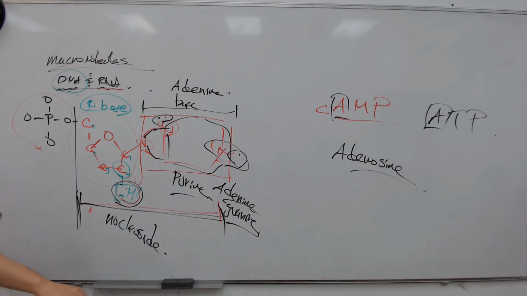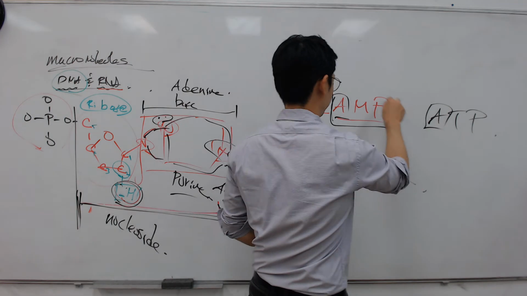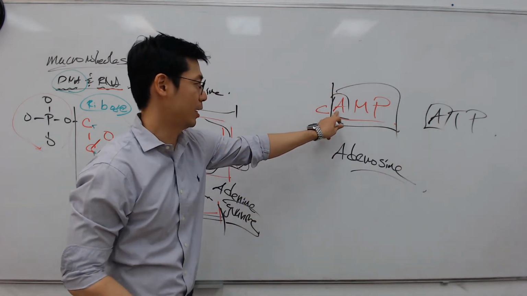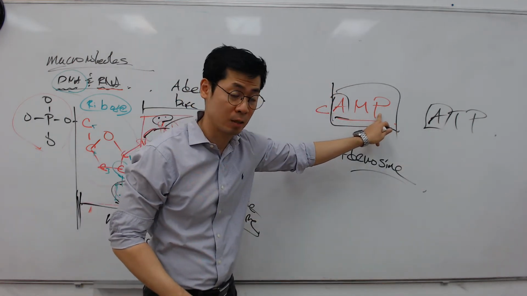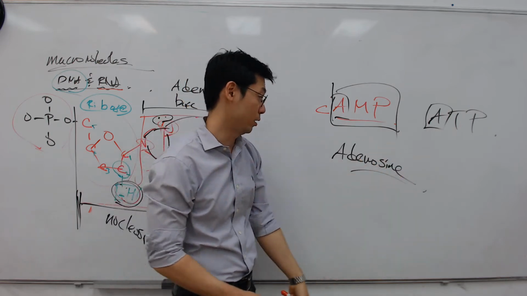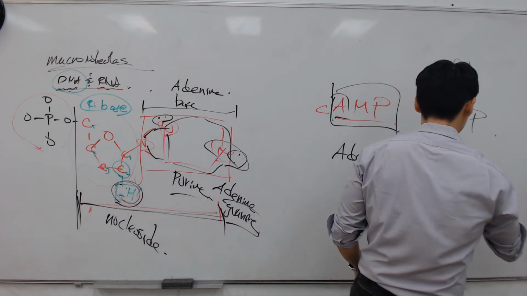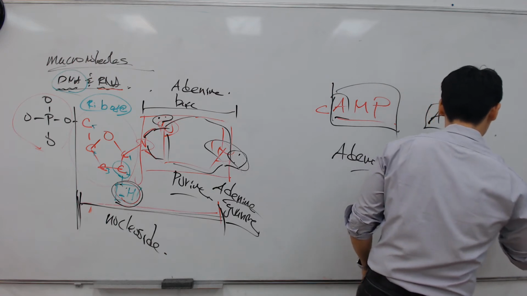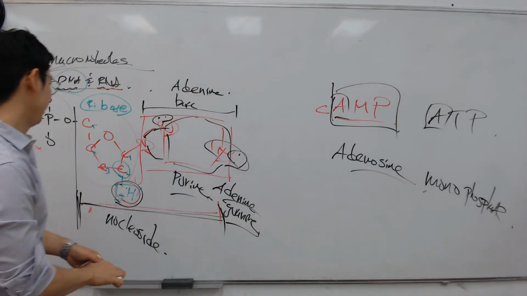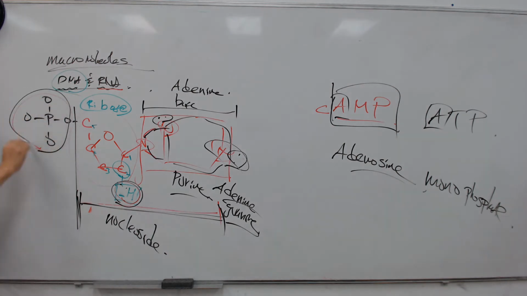So if you look at it, guys, like AMP, adenosine monophosphate. M means mono. Adenosine monophosphate. If you have one of these, this is what we call AMP, adenosine monophosphate.